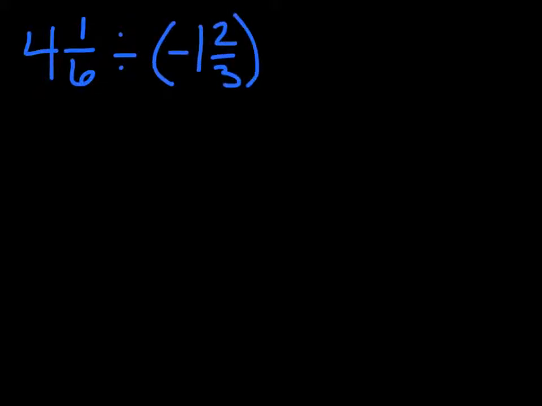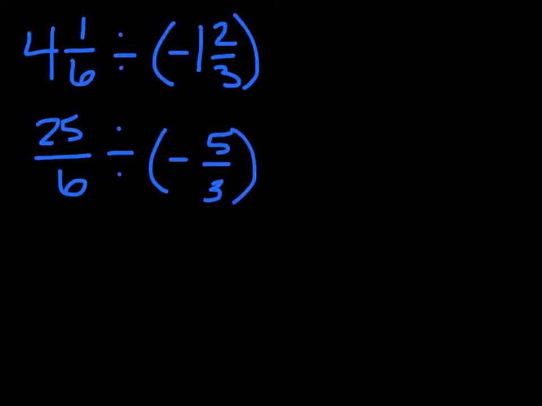Now let's divide a mixed number by a mixed number. We have 4 and 1/6 divided by -1 and 2/3. First thing to do is to write our mixed numbers as improper fractions. So 4 and 1/6 becomes 25/6, divided by -1 and 2/3, which becomes -5/3.